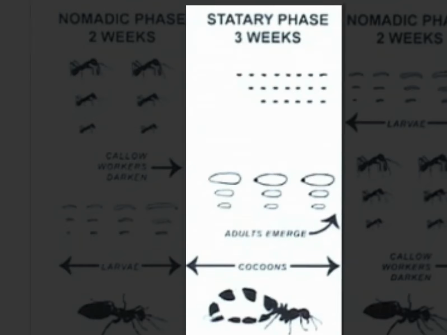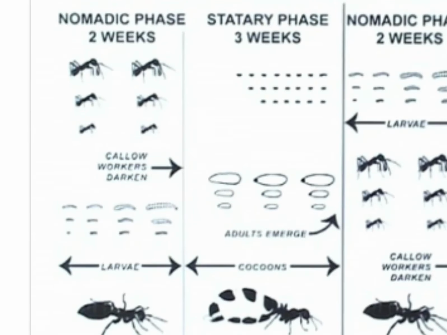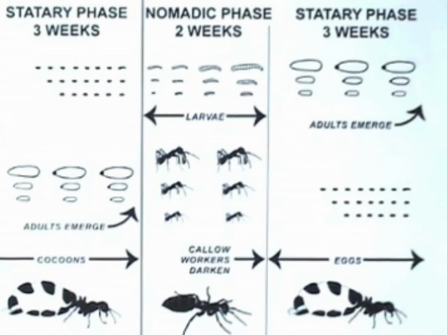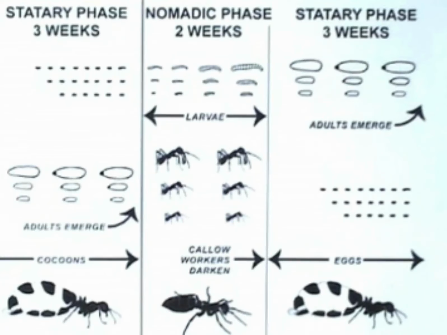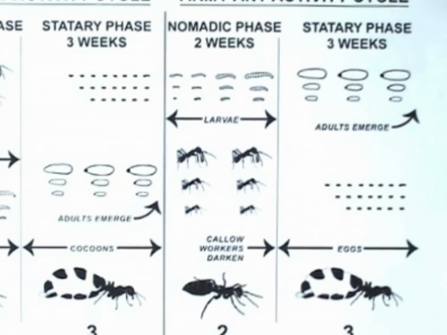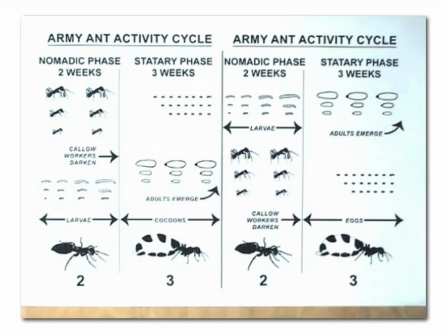At the bottom of the chart, the slender queen becomes pregnant during the middle of the statary phase and lays the next brood of 100,000 eggs. Just as young worker ants are emerging from their cocoons, the next brood is hatching from eggs, and the colony starts the next nomadic phase. These alternating nomadic and statary phases have gone on continuously for millions of years.